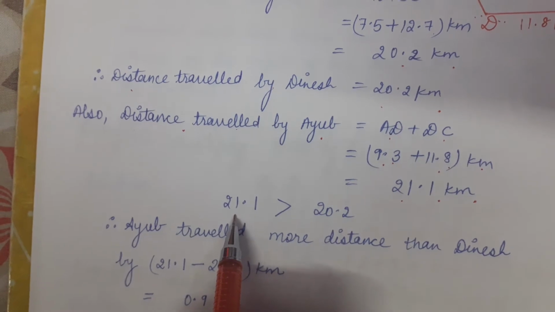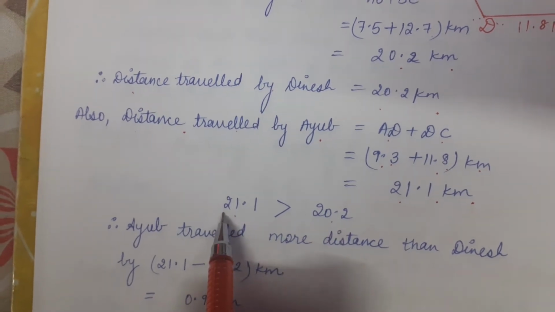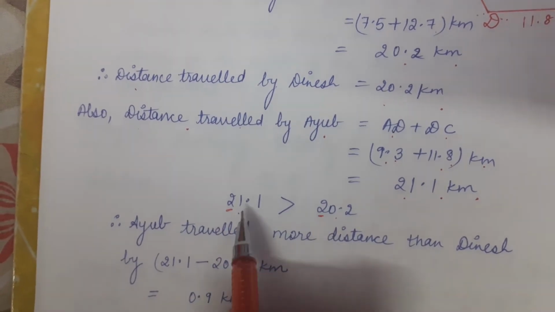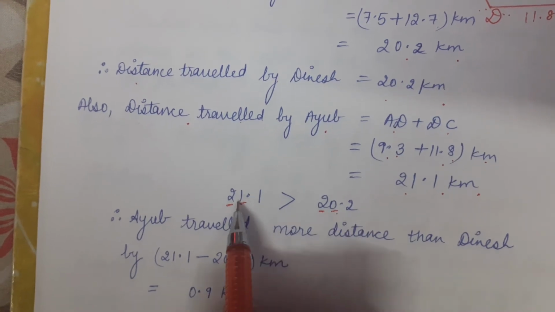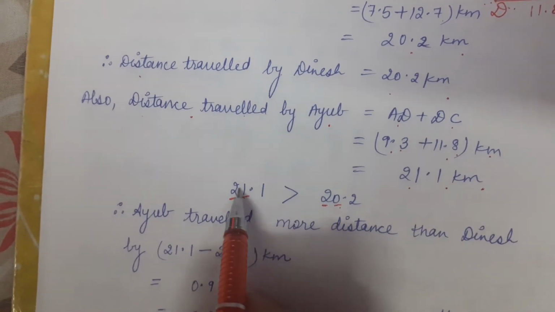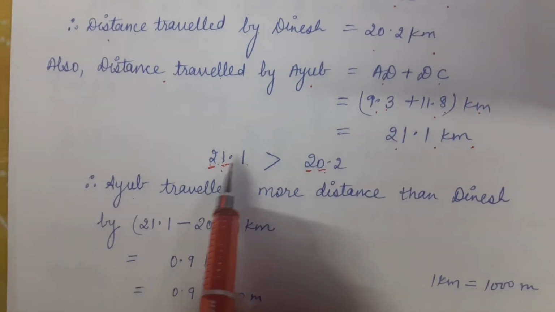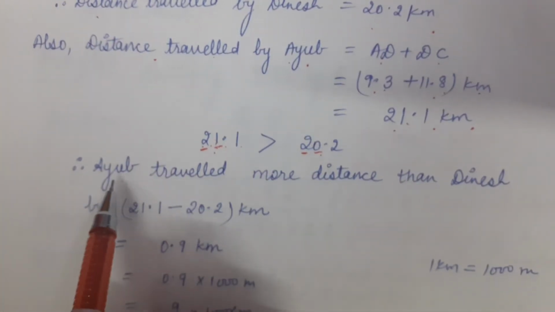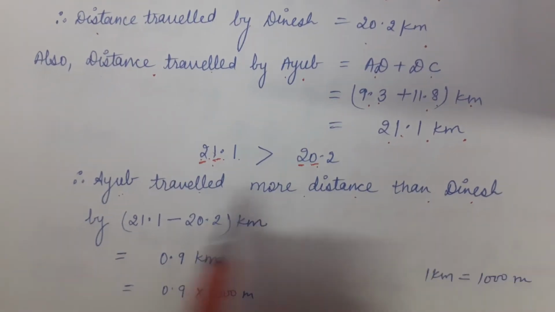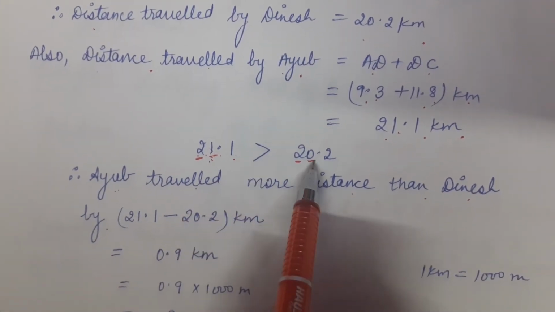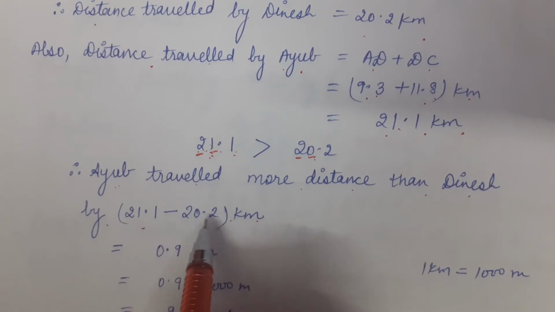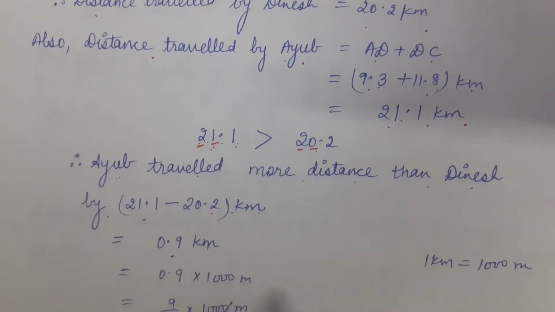Now comparing, I have already told you. So 2 is same here. 1 is greater than 0, so don't go further. We will get 21.1 is greater than 20.2. So the value of this is Ayub. Ayub travelled more distance than Dinesh by 21.1 minus 20.2 kilometer, and after subtracting we will get 0.9 kilometer.